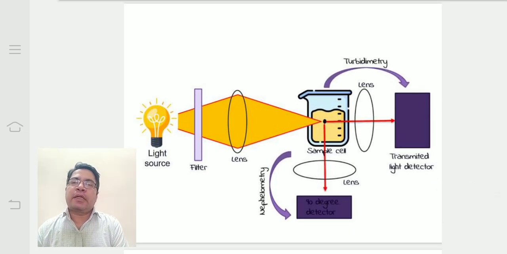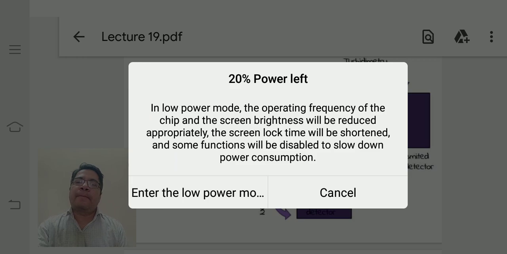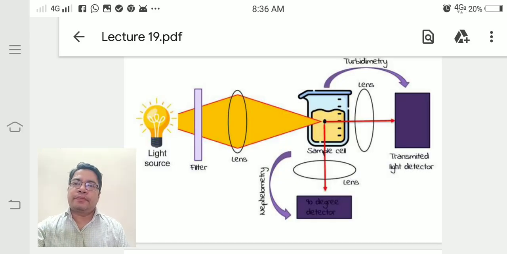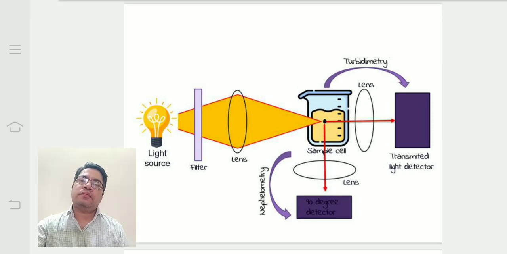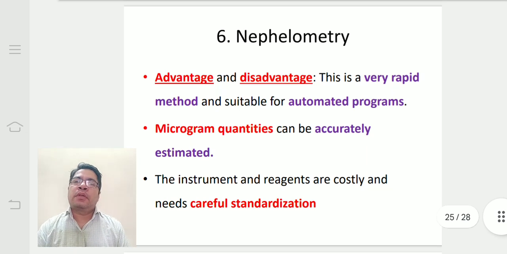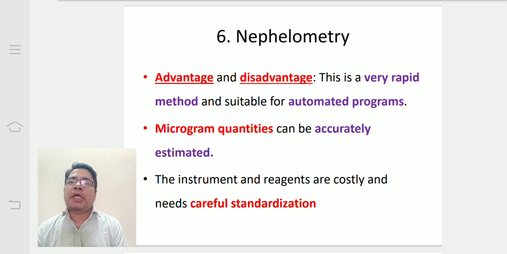In this diagram, we can see that when light is passed through the solution, the light emerging at 60 degrees is measured and is called nephelometry, whereas light emerging at 180 degree angle is called turbidimetry. Advantage is that this is a very rapid method and suitable for automated programs. Microgram quantities can be accurately estimated, but the disadvantage is that the instrument and reagents are costly and need careful standardization.